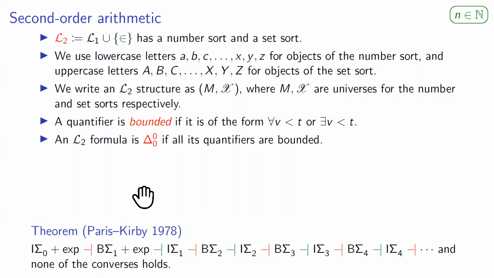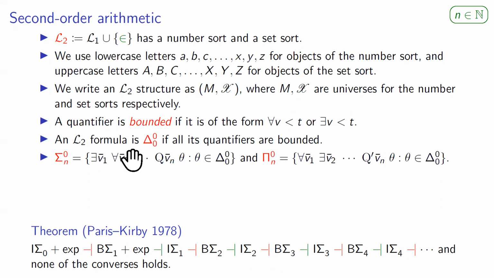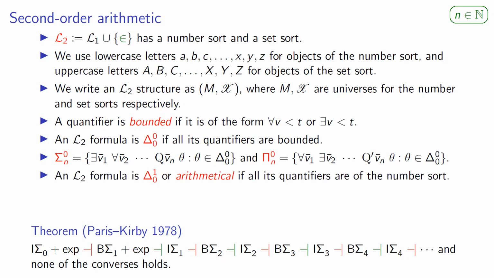A formula is delta 0,0 if all its quantifiers are bounded. Then we define sigma 0,n and pi 0,n similarly. The superscript 0 is there to suggest that there may be free set variables in the formulas. In first order arithmetic, where we do not have the superscript 0, there may not be set variables. If we take the union of these sigma 0,n's, we get all the arithmetical formulas, which I write delta 1,0 formulas. These are all the formulas in which all the quantifiers are of the number sort, with no set quantifiers. Then from arithmetical formulas, we can build the formula hierarchy again.